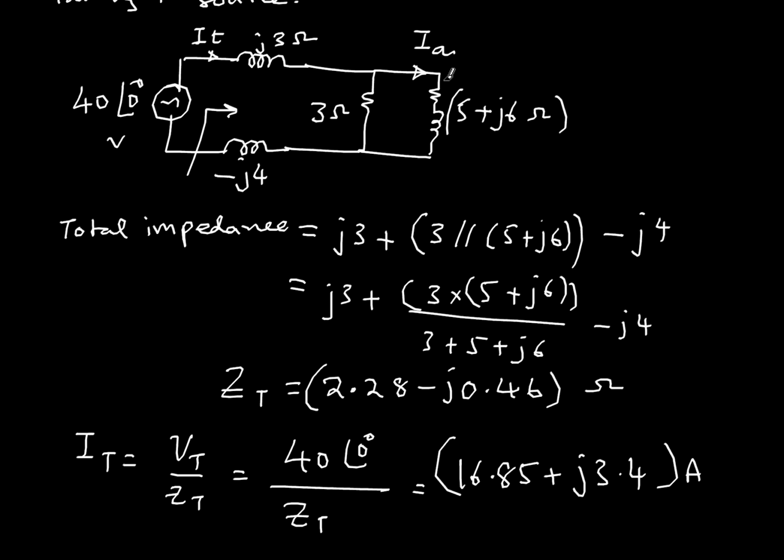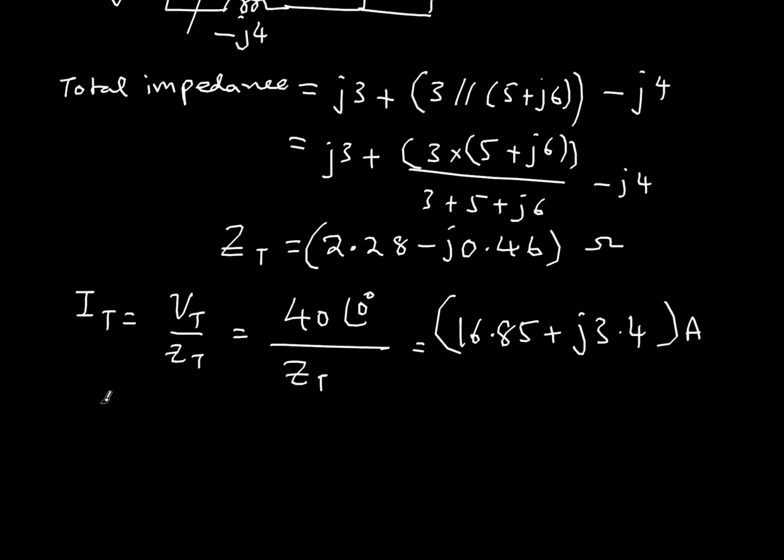Now what is the current IA? I can simply use the current division principle: total current multiplied by the impedance of the opposite branch divided by the total impedance. So I get IA is I total into 3 divided by 3 plus 5 plus j6. This is the simple current division principle. Again, as you normally do it in DC circuits, we do it in AC circuits. The only difference is that we are operating with complex numbers.